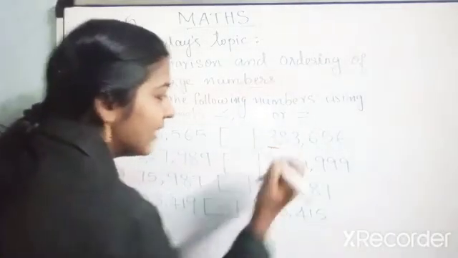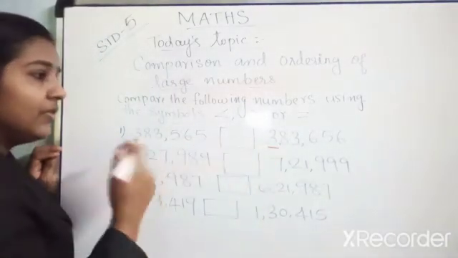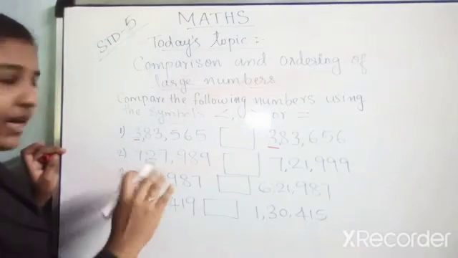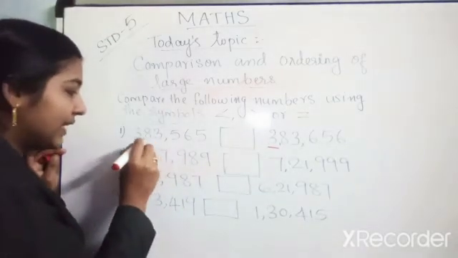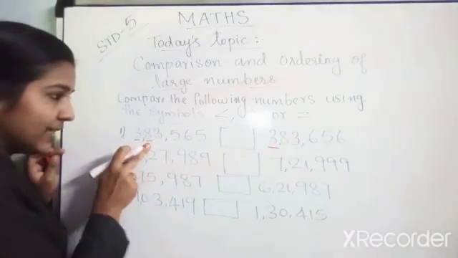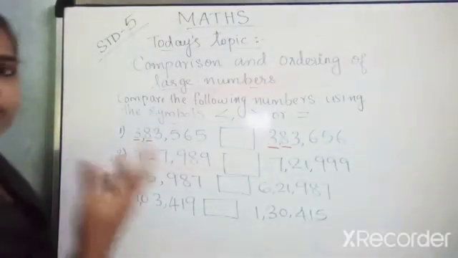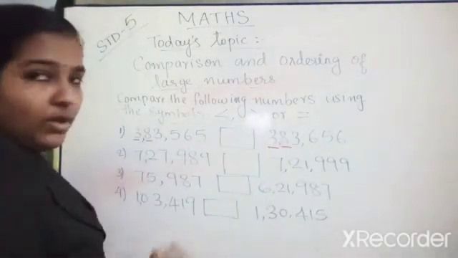And here it is 3. 3 is equal to 3. Okay. So, what do we have to do next? Yes, we have to move to the next one. That is, the next place is the 10,000th place. Here the 10,000th place digit is 8, and here the 10,000th place digit is 8. So, here also 8 is equal to 8.